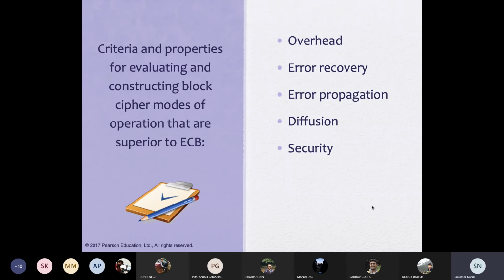Diffusion, whatever the original DES or AES, whatever block system we use, that diffusion remains in ECB. And similarly, key security and other security options all remain, because we have not changed anything anywhere. As it is, we are using it, so it propagates from the original block cipher scheme, that is AES or DES or any such thing.